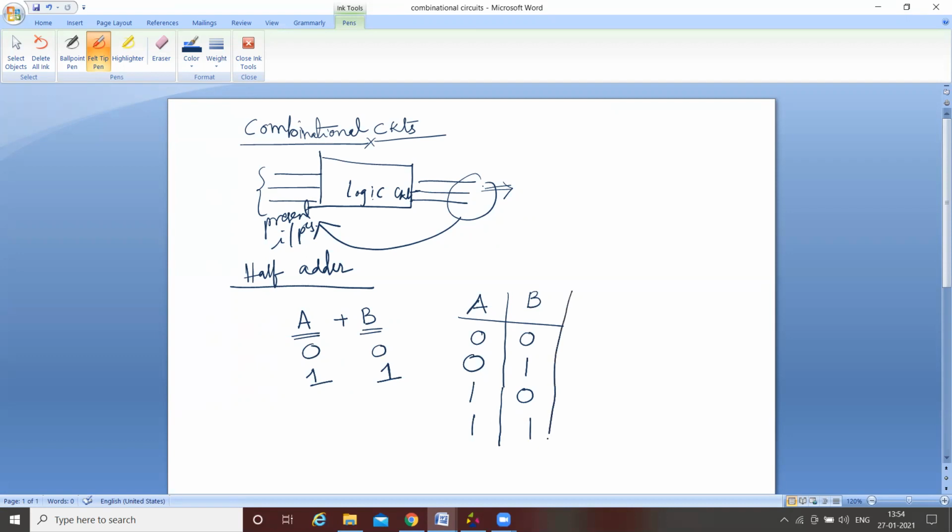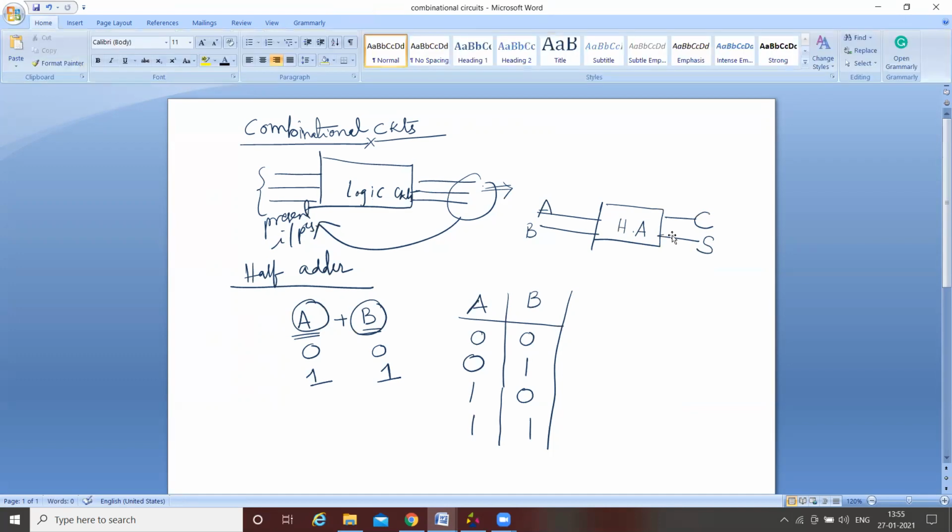So what we said, the binary half adder adds two binary digits, A and B. It has two inputs, A and B. This is the half adder, the internal circuit, and now we'll design the internal circuit of this half adder. The next is the two outputs: one is the carry and another is the sum.